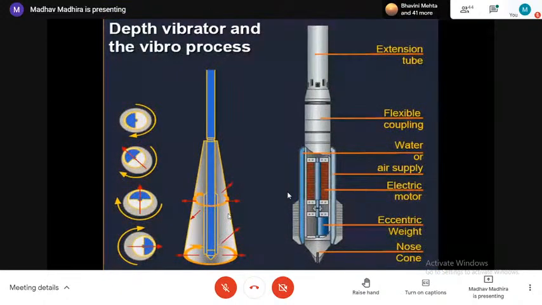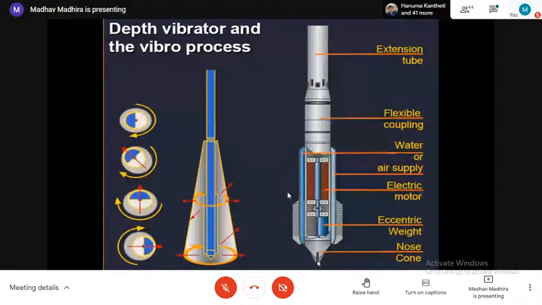This is on the surface. If I want to densify deeper in the ground, I use a vibro probe with a depth vibrator. You call it a vibrofloat. You have an eccentric motor at depth, at the tip. It starts vibrating about a vertical axis, and this energy is transferred to the soil, and the soil gets densified. In order to facilitate penetration, we have a nose cone through which a jet of water is introduced. The soil becomes soft and the vibrator gets pushed into the ground very easily.